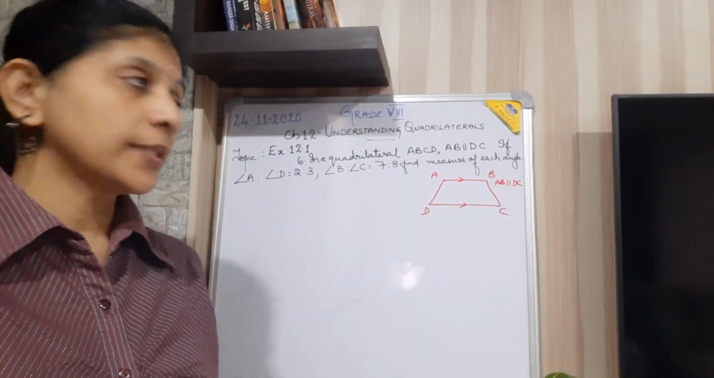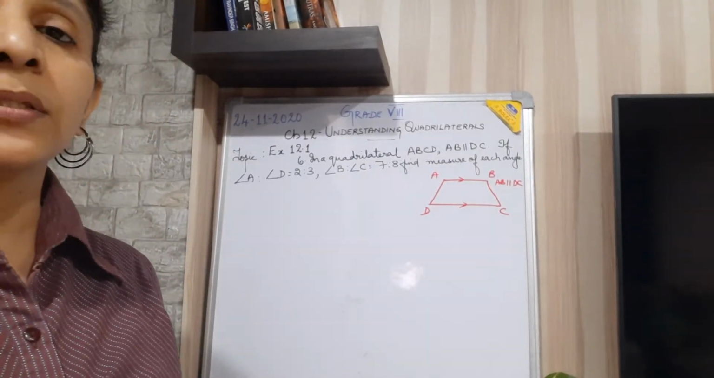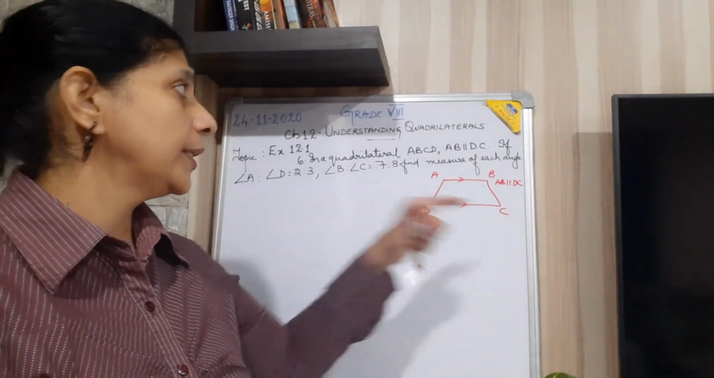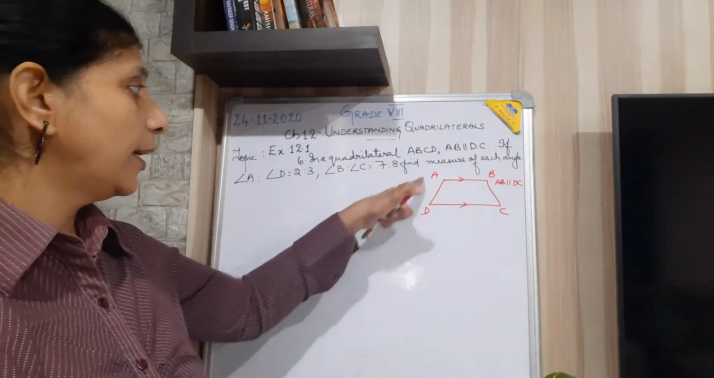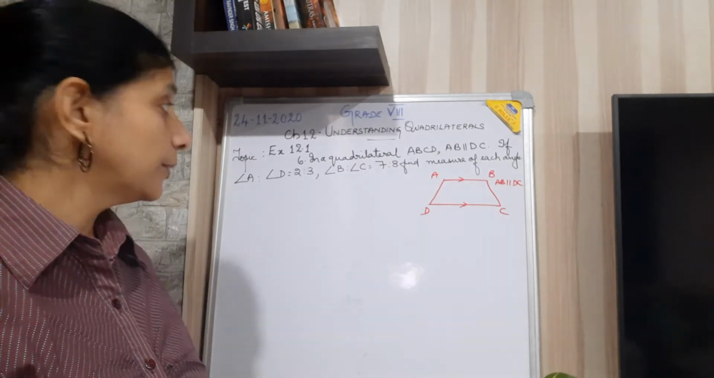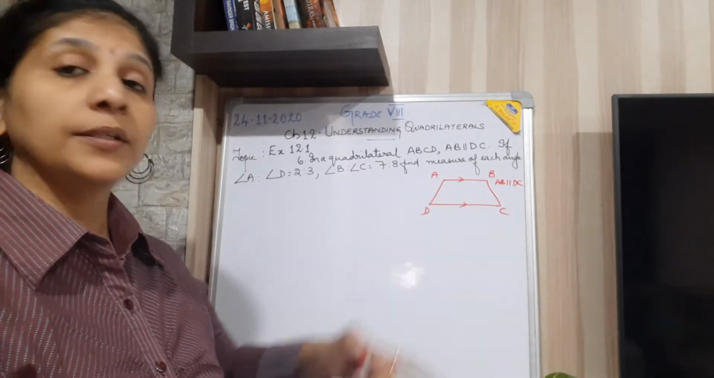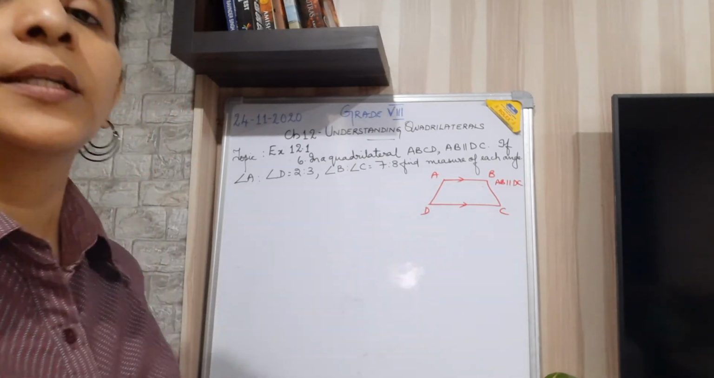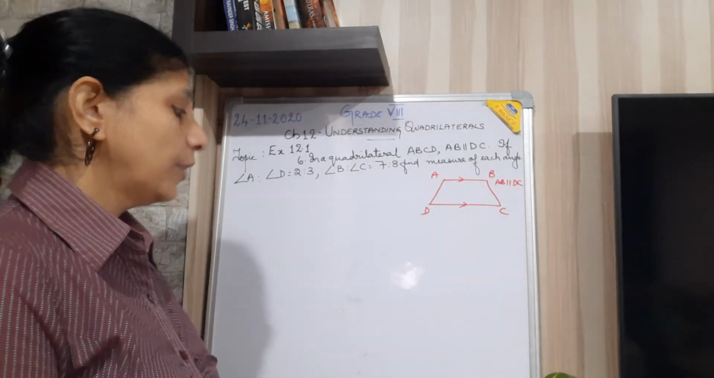We are going for the next question. Next question is question number 6. Quadrilateral ABCD is given. AB is parallel to CD. If angles A and D are in the ratio 2:3 and B and C are in the ratio 7:8, find the measure of each angle. You have to find angles A, B, C and D. So what will you do?